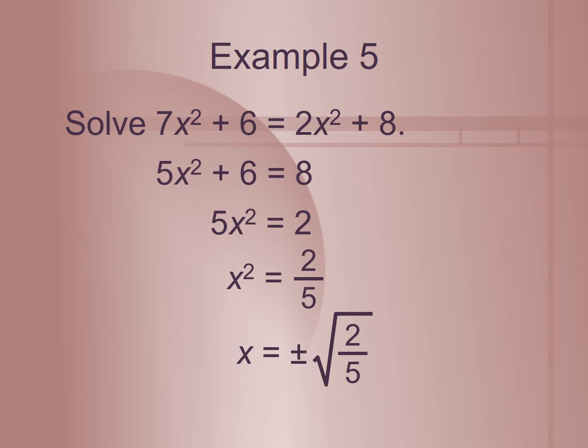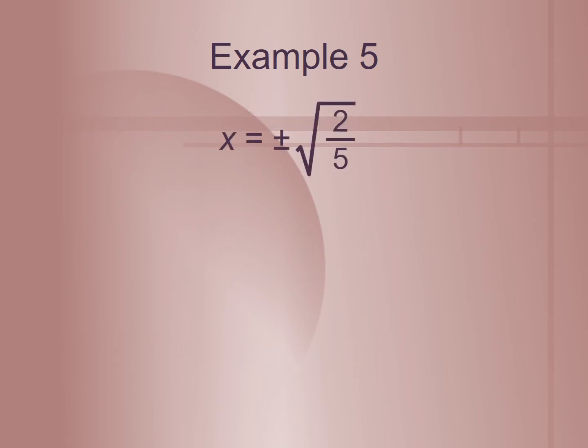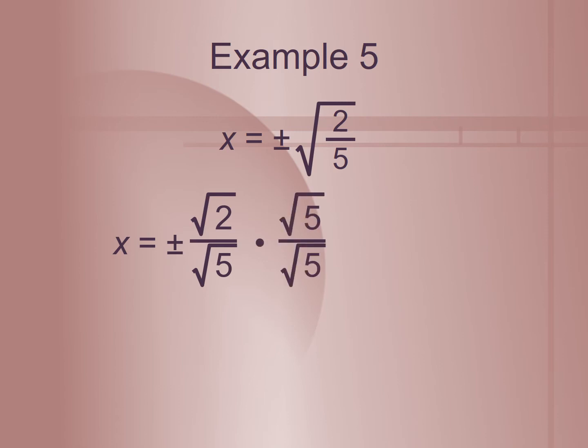So we learned in the last chapter that we don't like to have a radical in the denominator. So we're going to apply the quotient property, and we'll have plus or minus the square root of 2 over the square root of 5. And then we're going to rationalize the denominator by multiplying the numerator and the denominator by the square root of 5. So we get plus or minus the square root of 10 over 5.